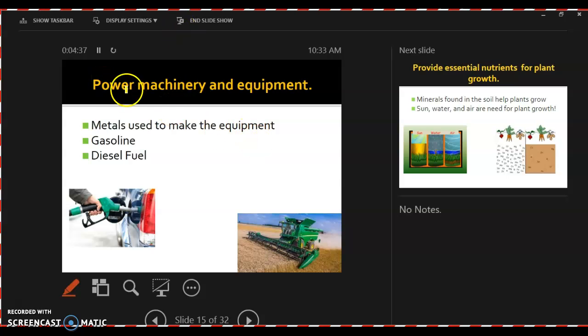Power and machinery equipment: metals are used to make equipment. We have to have gas to run that equipment, and even some equipment does not run on regular gas. It runs on diesel fuel. So for power, machinery, and equipment, you can just put metals, gas, and diesel fuel.